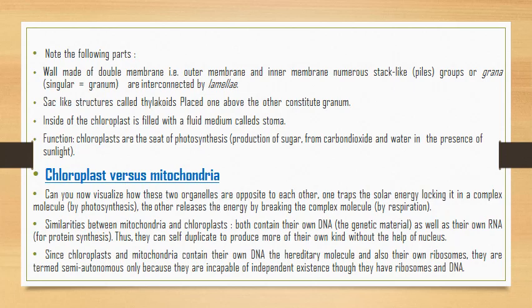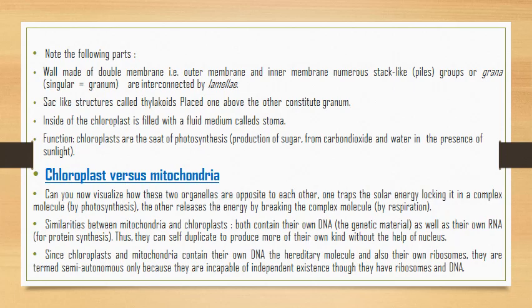Now note the following parts: the wall is made of a double membrane, outer membrane and inner membrane. Numerous stack-like groups, or grana, are connected by lamellae. Sac-like structures called thylakoids, placed one above the other, constitute a granum. The inside of the chloroplast is filled with a fluid medium called stroma. Function: chloroplasts are the seat of photosynthesis, the production of sugar from carbon dioxide and water in the presence of sunlight.